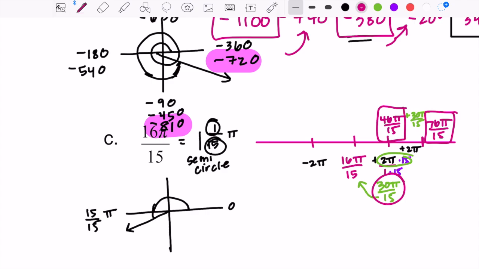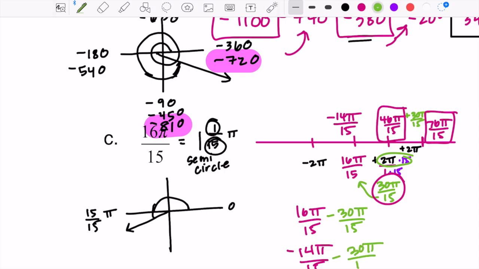And then to get our negatives, we're going to subtract 2 pi, which means we're going to do 16 pi over 15, and then we're going to subtract 30 pi over 15 because that's 2 pi with common denominators, and that gives us negative 14 pi over 15. And then we're going to take negative 14 pi over 15, and we're going to subtract 30 pi over 15, and that is going to give us negative 44 pi over 15. So those are our two negatives.